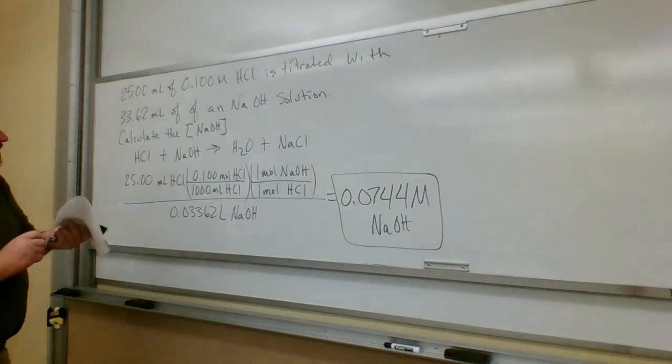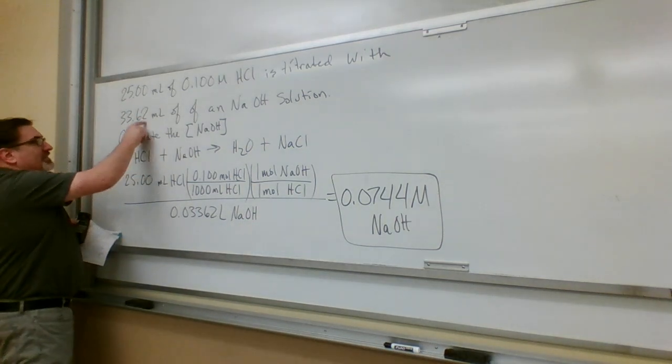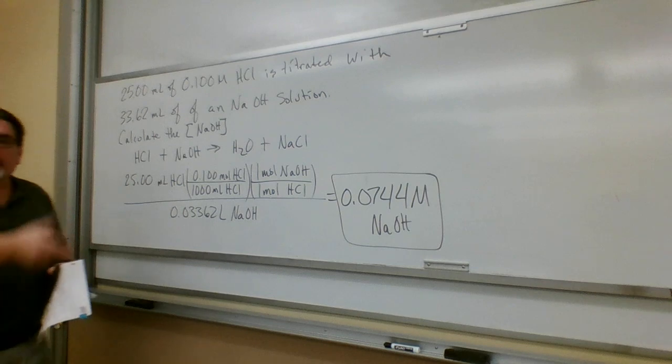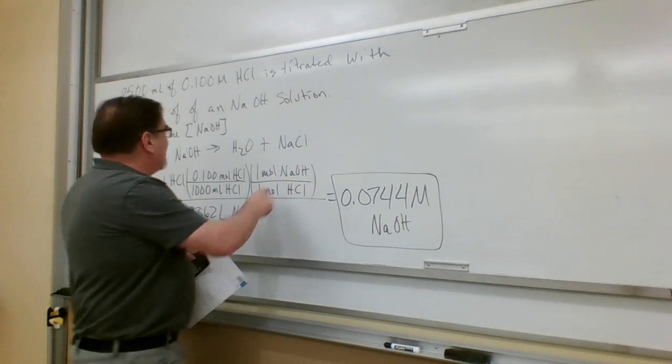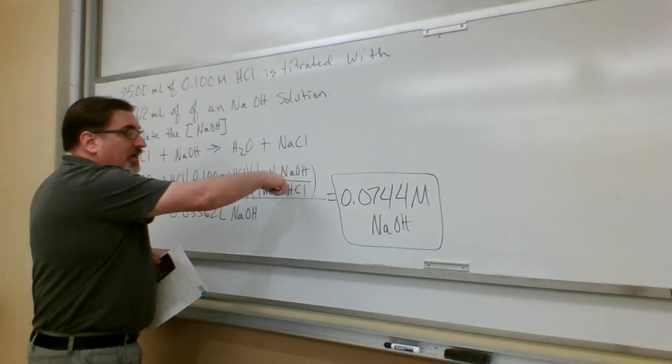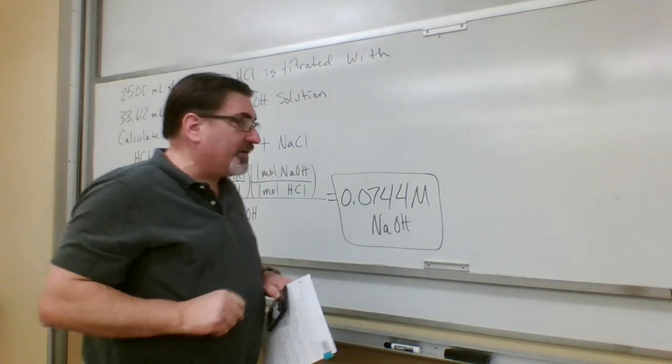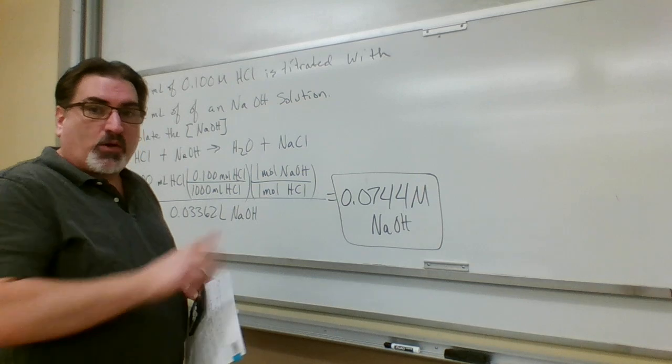If we had been given a molarity of NaOH and asked about the volume, we'd have to do a similar thing. We have to figure out how many moles of NaOH were present, and then we would use the molarity of the NaOH, as we've done in the past, to convert to a volume of NaOH required for the titration.